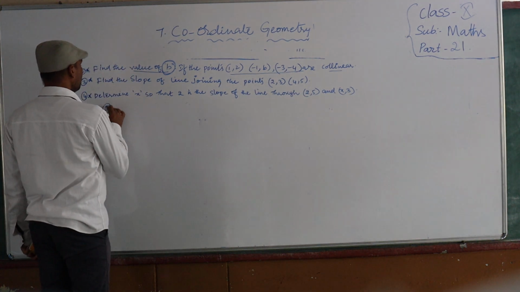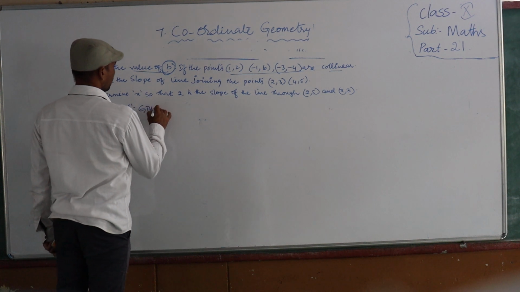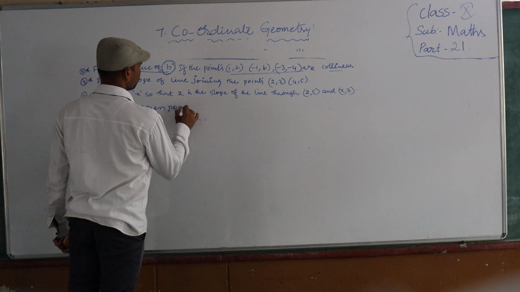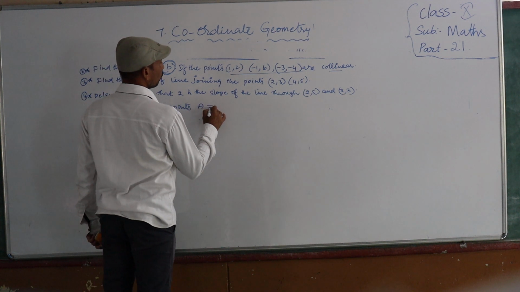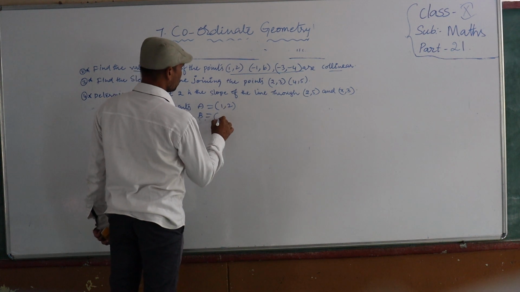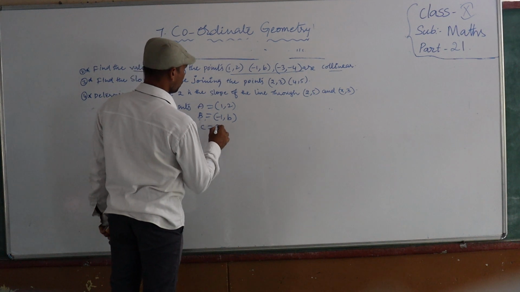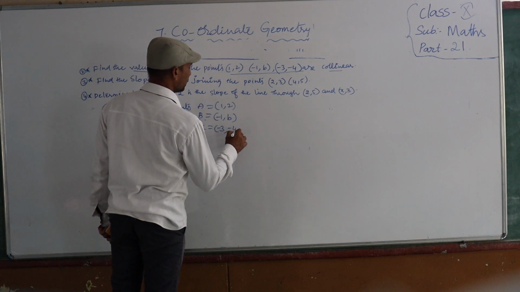Very carefully, children. Right. Given points are A equals (1, 2), B equals (-1, P), C equals (-3, -4).